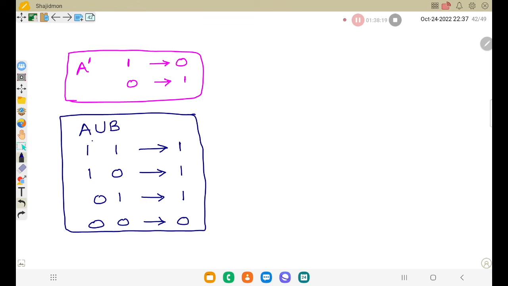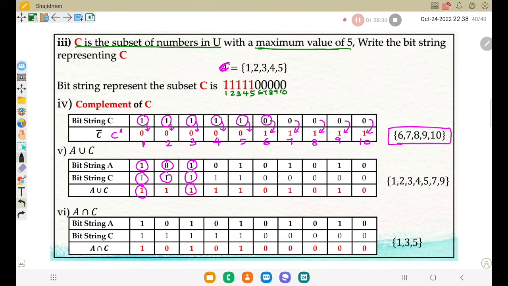Keep in mind, union means in logic we are using the OR notation. So 1 or 1 means 1. 1 or 0 means 1. 0 or 1 means 1. 0 or 0 means 0. You can see this table. 1 or 1 is 1, 0 or 1 is 1, 1 or 1 is 1, 0 or 1 is 1, 1 or 1 is 1, 0 or 0 means only 0. So if one of them is 1, the result should be 1. That is the meaning of union.